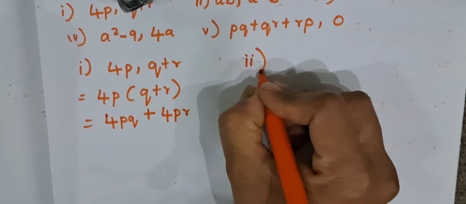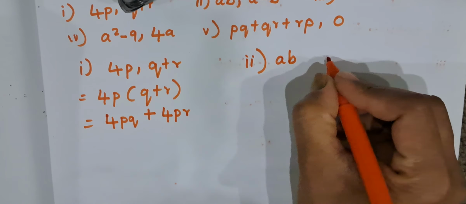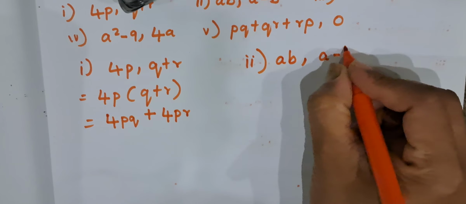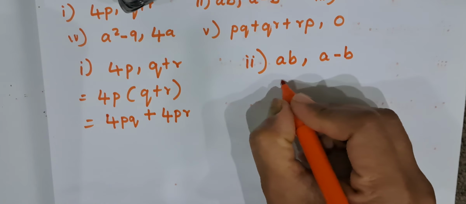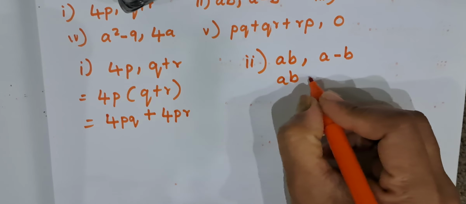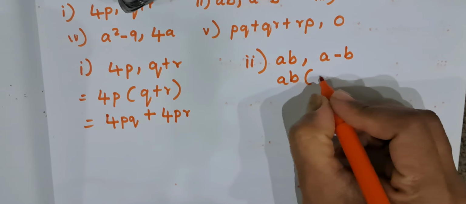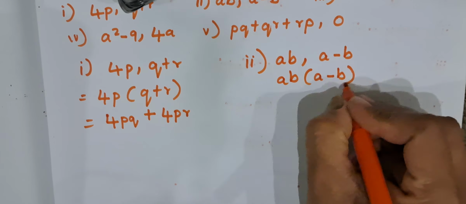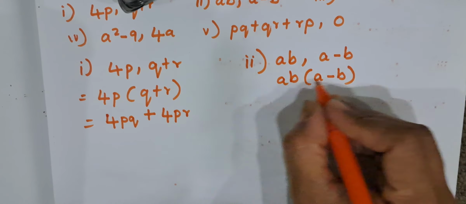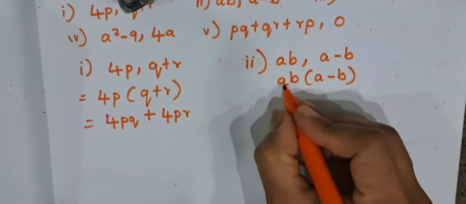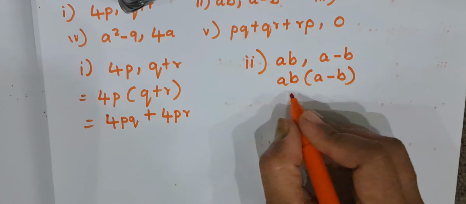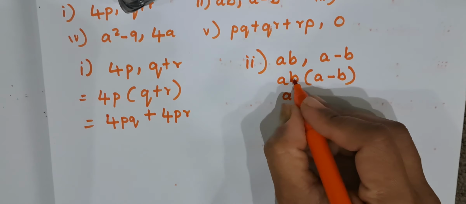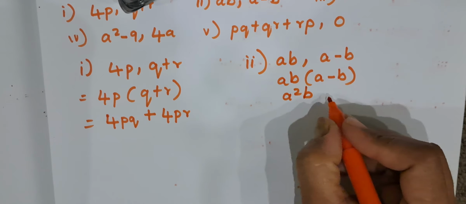This is the answer for the first one. Now let us see the second one. It is ab into a minus b. The two expressions are ab and a minus b. We have to multiply ab with a minus b. Now what we will do? Again we will take a minus b in the bracket. ab into a and ab into b. So ab into a, a times a will become a square. So there is only one b, so we will write b.